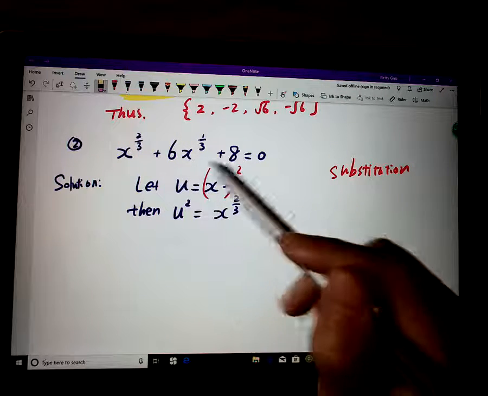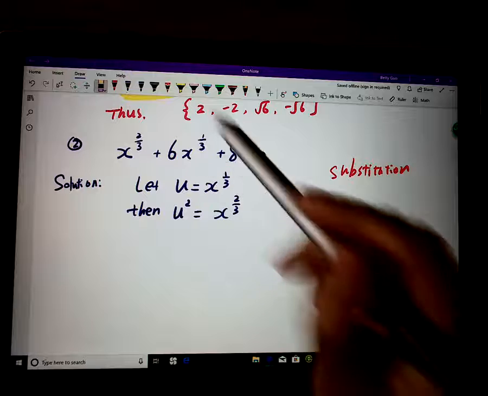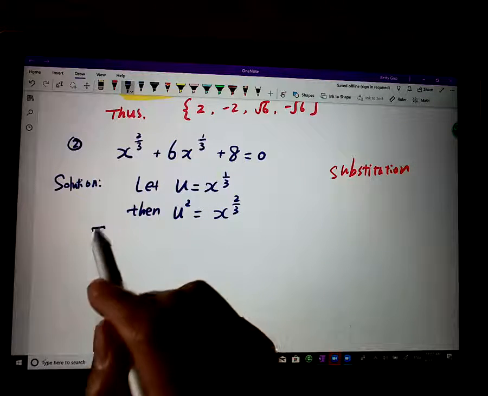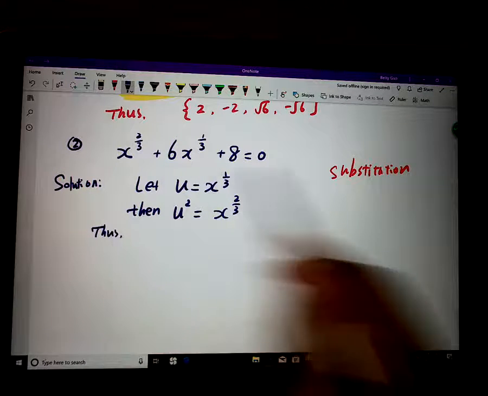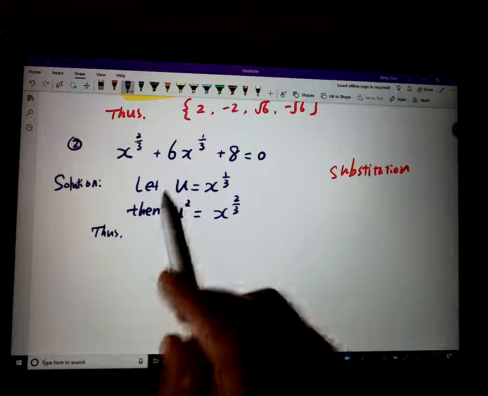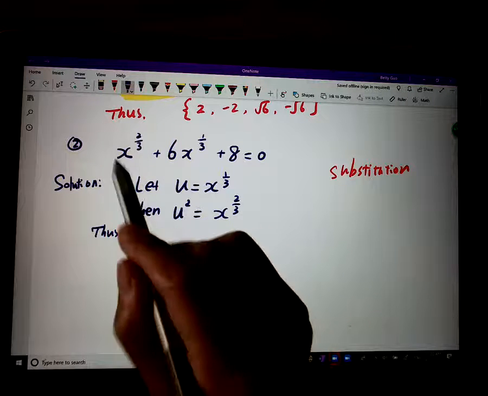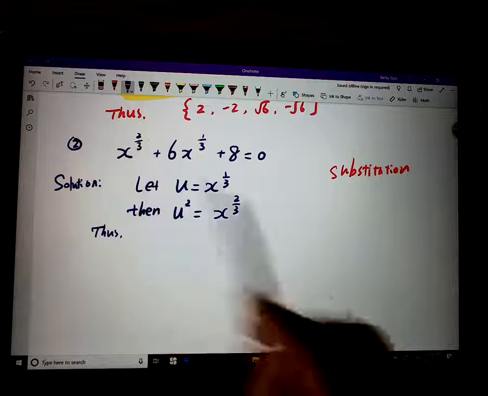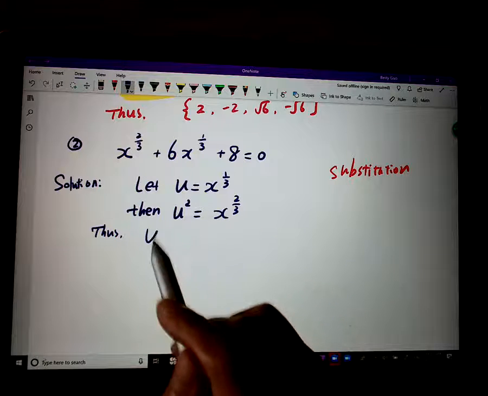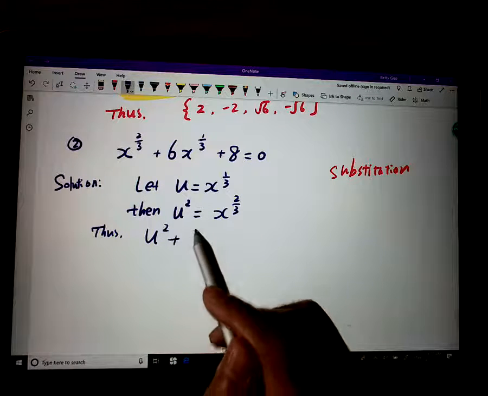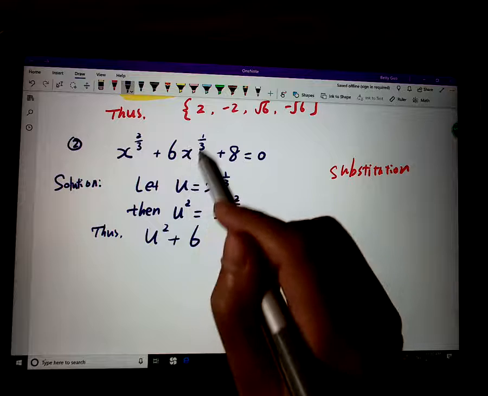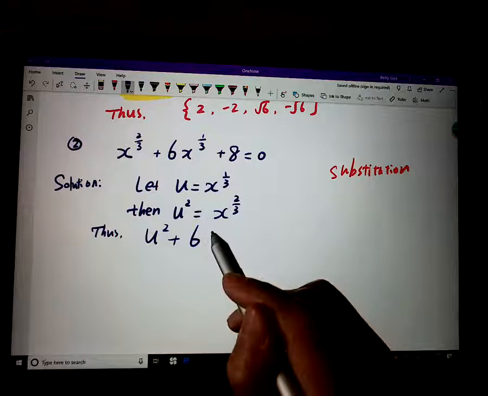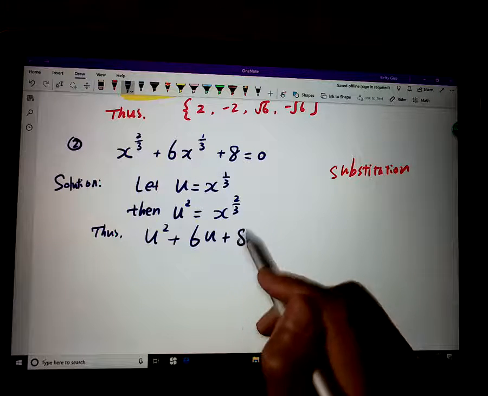Did we do the same thing earlier? Yeah. Okay, so the original equation could be written as: when you see x to the power of 2/3, that is u squared, plus 6 when you see x to the power of 1/3, that is u, plus 8 equals 0.